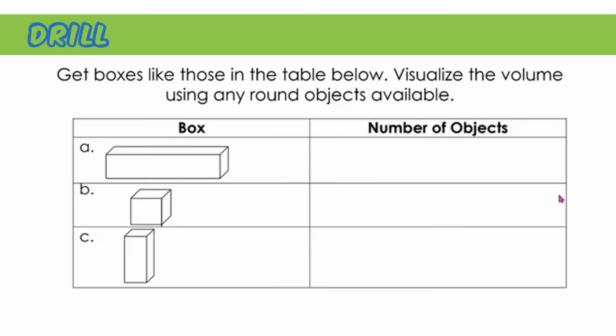So let us have a drill. Get boxes like those in the table below. Visualize the volume using any round objects available. Letter A, mayroon tayong rectangular box. Ilang number of objects, for example, ilang guavas ang kaya nating ilagay sa box na ito. Yes, some say 20, some say 30. Depende po yan sa atin. So, tama po lahat ang sagot.